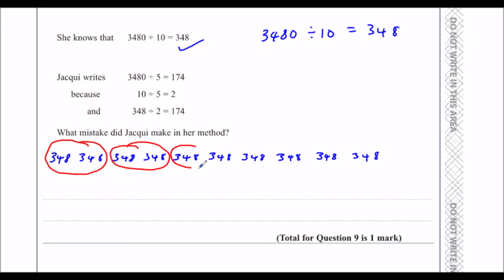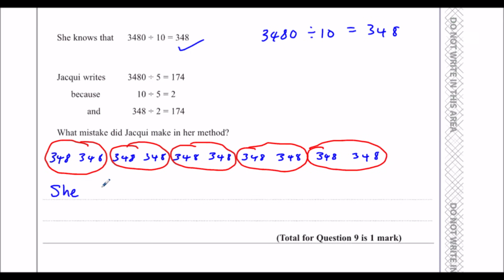So to make this into 5 parts, you have to double the 348, not half it. So what mistake has she made? She's halved 348 when she should have doubled it. So she should have done 348 times 2.